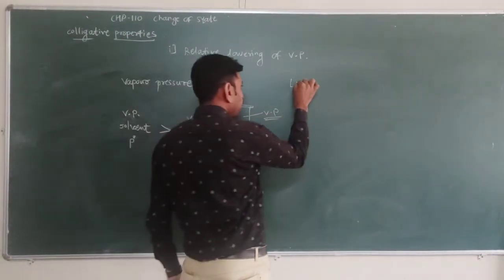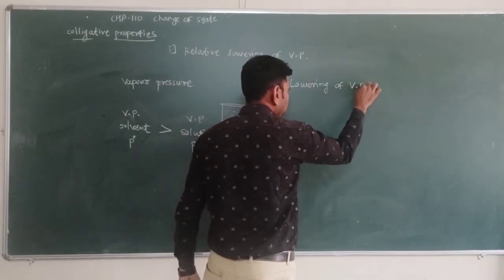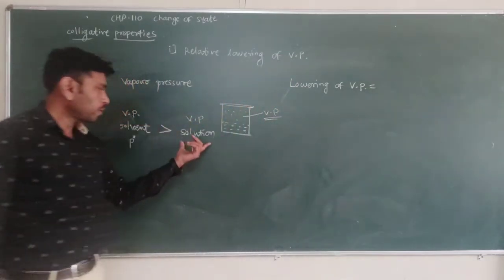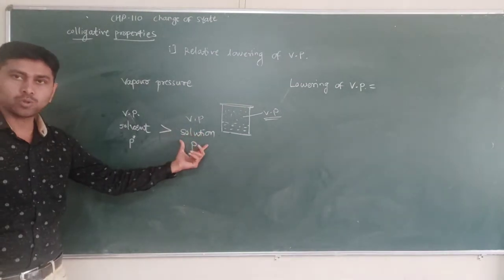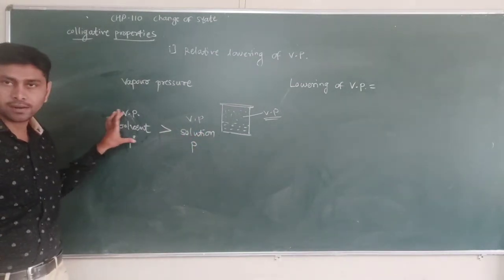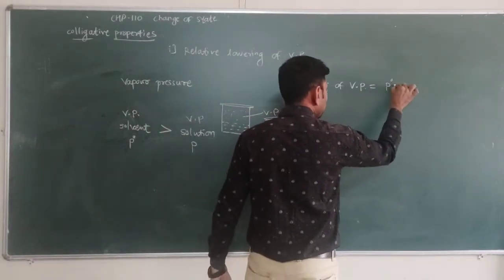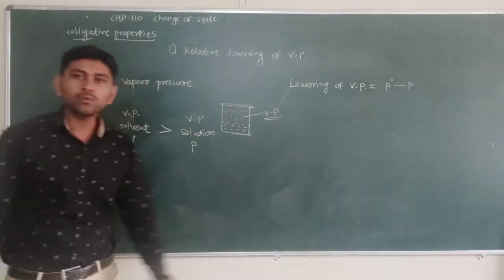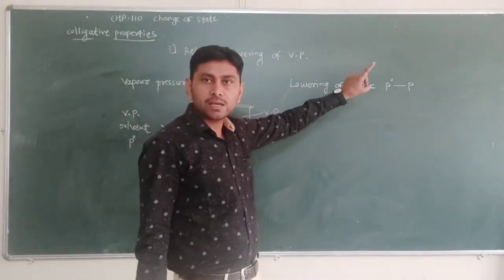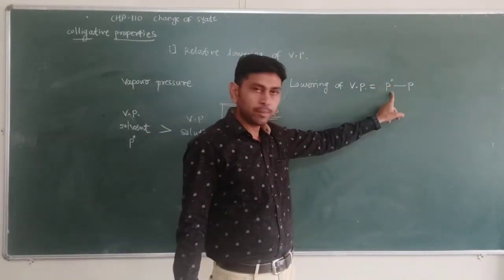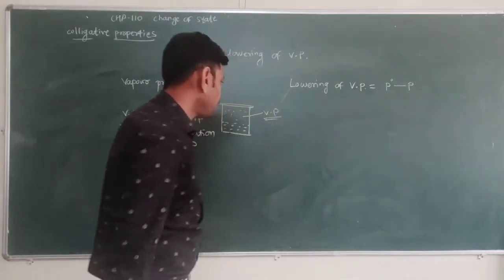So from that we can say the lowering of vapor pressure is the difference between the vapor pressure of solvent and the vapor pressure of solution, because the vapor pressure of solvent is greater than that of the solution. So lowering of vapor pressure is P0 minus P. That means it is the difference of the vapor pressure of pure solvent and the vapor pressure of solution.